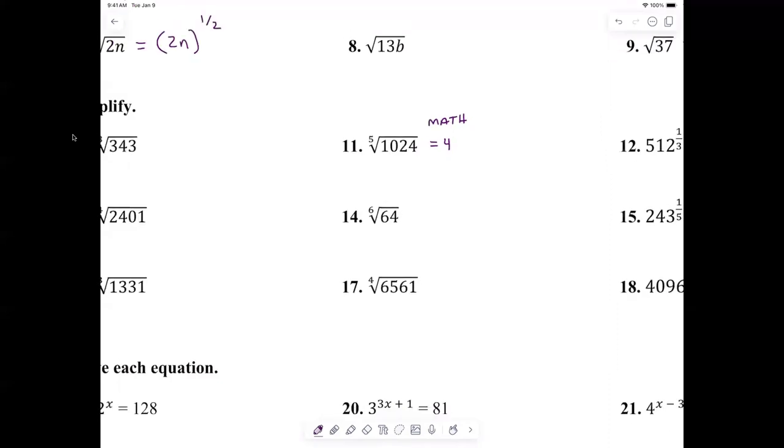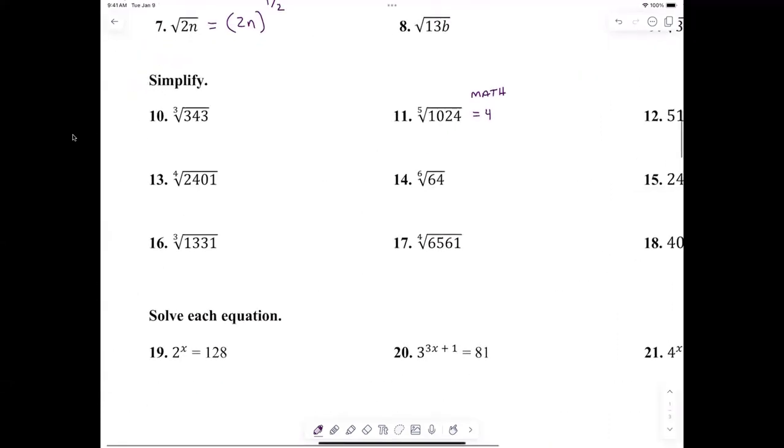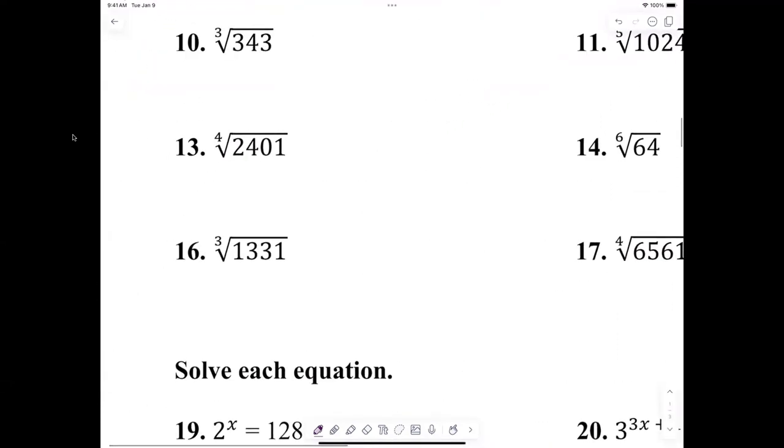All right, so let's jump to 13. Now everybody do the 4th root of 2401. The fourth root of 2401? Anybody else get 7? Yeah.